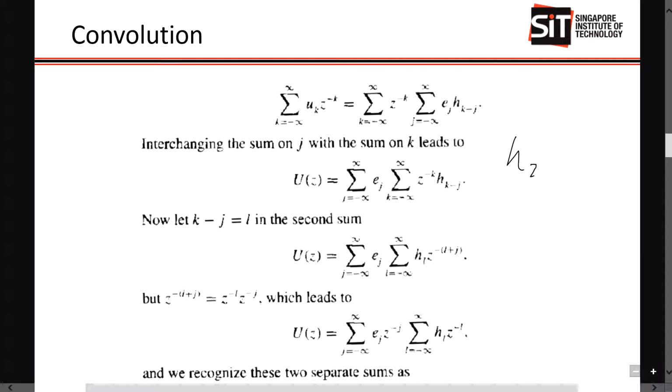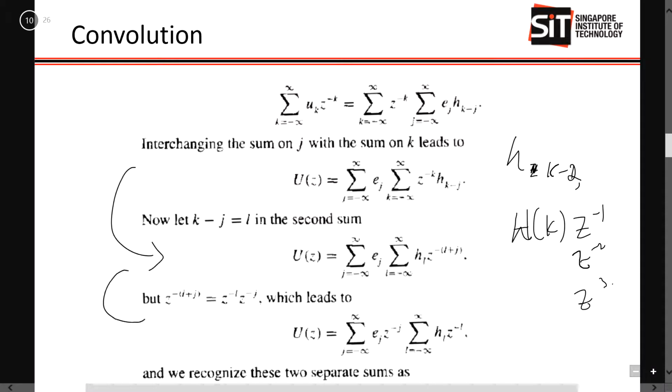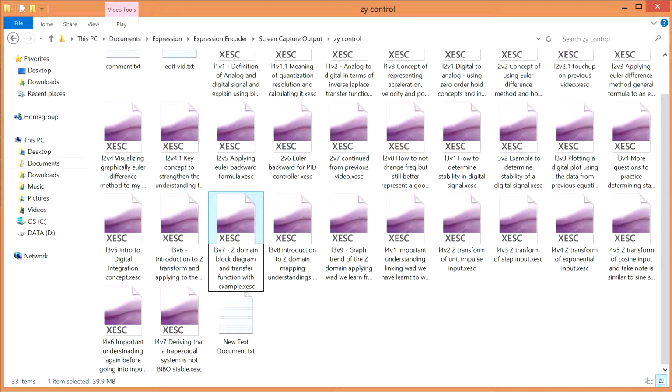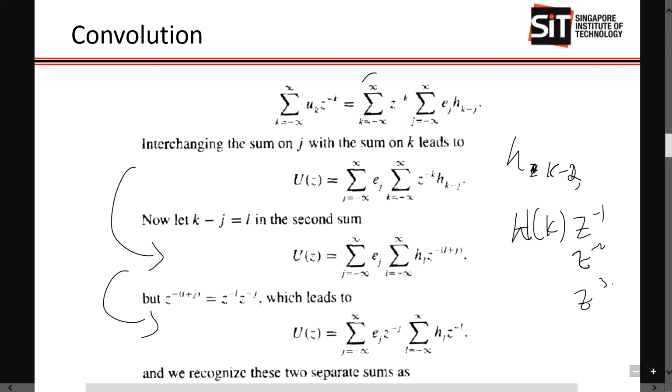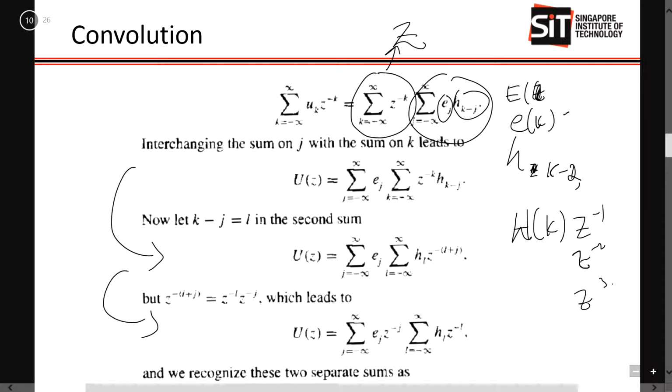This page, if I'm not wrong, is just to convert h, k minus 1, for example, to capital H, k, z to the minus 1. If it's 2, then it's z to the minus 2. If it's 3, then it's z to the minus 3, things like that. This page is just something that we have gone through in other parts of the video, for l4v8 or l4v6, either of these videos, just check it out. It's just deriving it. And this notation over here is simply telling that it's a z transform of a certain transfer function of e and h, which is E(z), or maybe e k and h k.